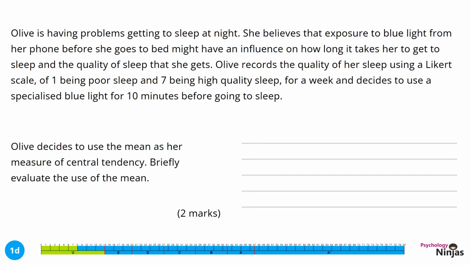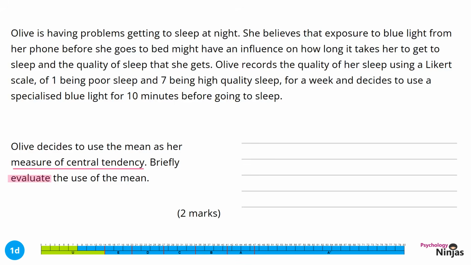Briefly evaluate the use of the mean, 2 marks. Here we have the command word evaluate, but it is only brief and it's 2 marks. This means we only need to focus on strengths and weaknesses. Be aware that in some questions they might just use the phrase measure of central tendency rather than specifying mean, median or mode, so you need to have a connection between these two things.